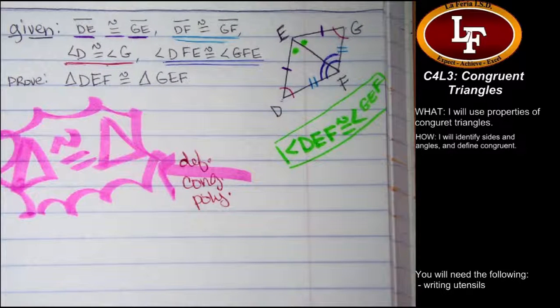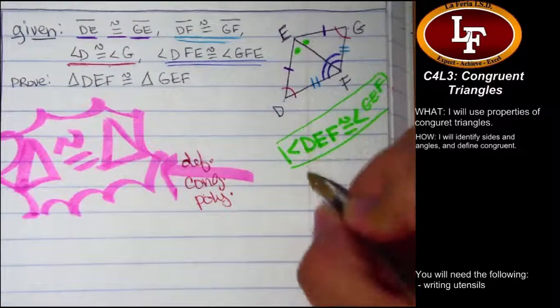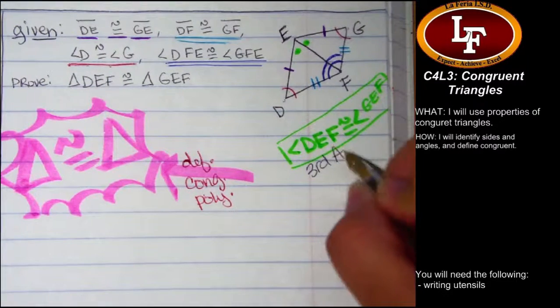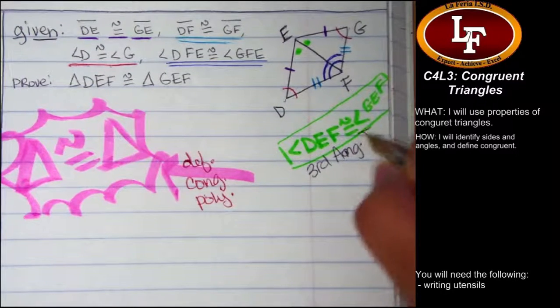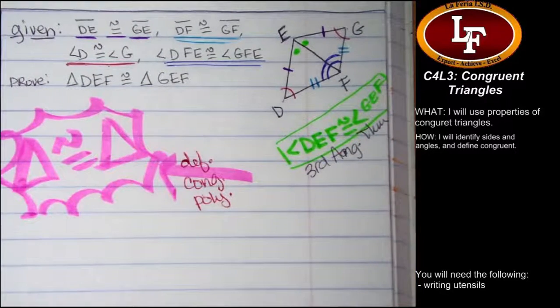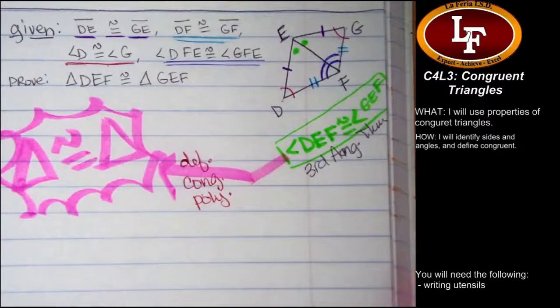The third angle theorem. The third angle theorem says if two angles of one triangle are congruent to two angles of another triangle, that's what I've got. So my reason for being able to write this is the third angles theorem. And again, abbreviating really badly here because this is just the mind map. This is just the rough draft. It doesn't have to make sense to anyone but you.